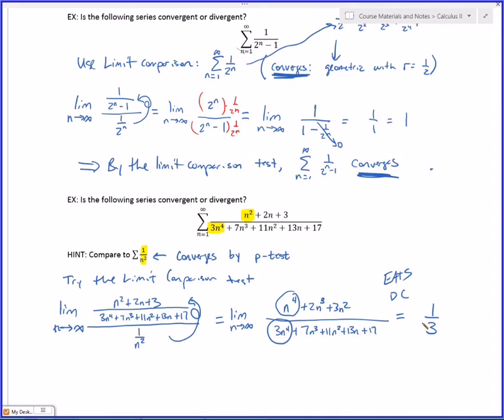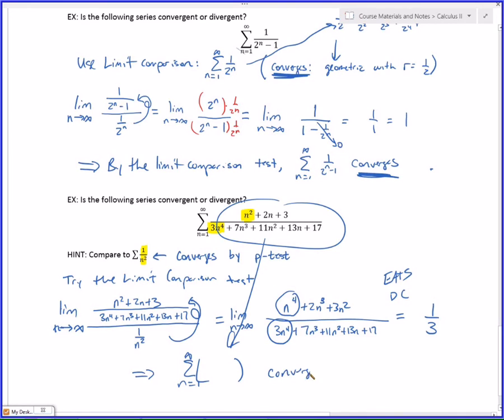Does that pass the limit comparison test? We got a limit that's non-zero, which means the sum from n equals 1 to infinity of this thing here, I'm lazy, I'm not going to write it again, converges by the limit comparison test. And we'll stop there.